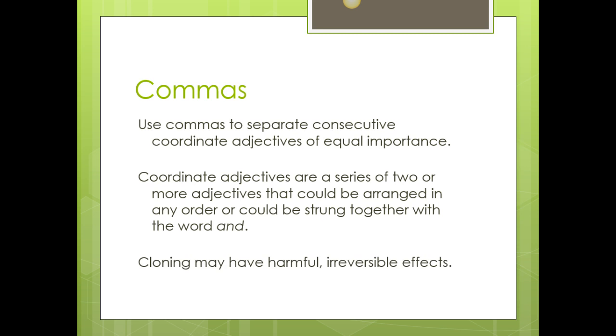Cloning may have harmful, irreversible effects. So my coordinate adjectives are harmful and irreversible. Let's put it to our little test. We could switch the order. Cloning may have irreversible, harmful effects. Or we could string them together using the word and. Cloning may have harmful and irreversible effects. So since it passes our test, we use a comma to separate them. Okay, and you could do it either way. You could say cloning may have irreversible, comma, harmful effects, or you could say it the way that it's presented here.